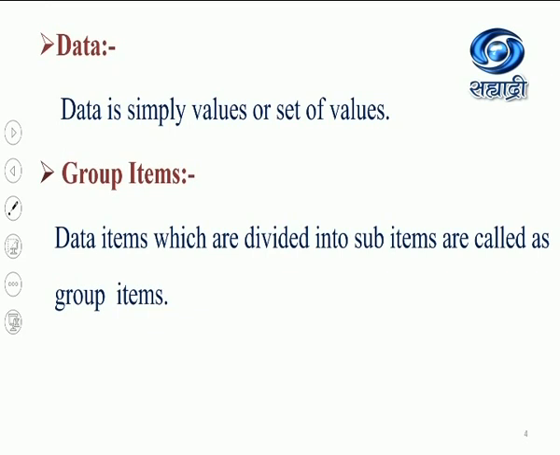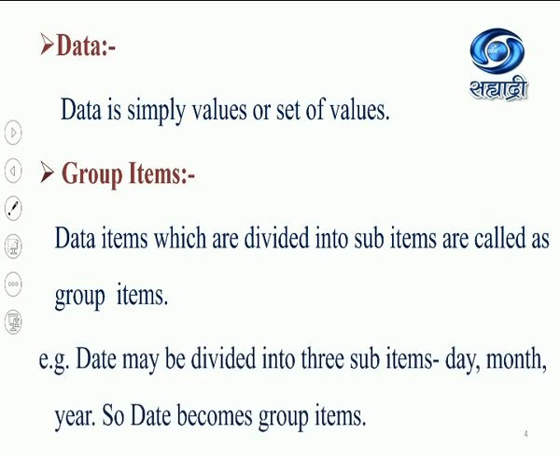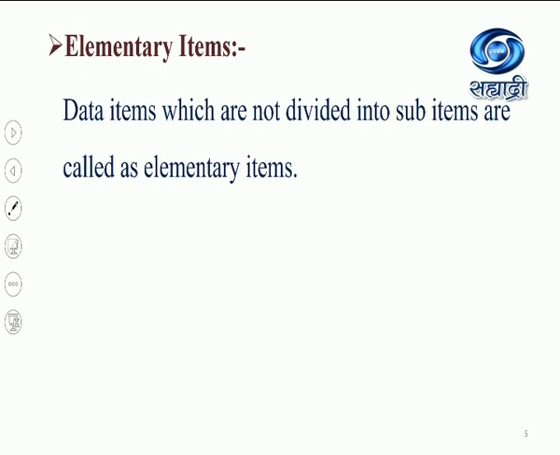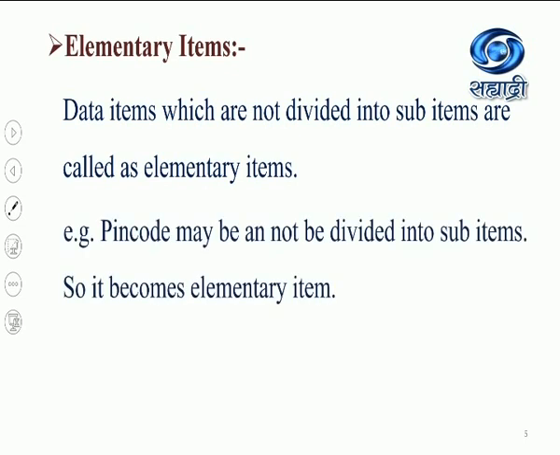Then the data is bifurcated into two types, group items and elementary items. Group items are those which are divided into sub items. For example, date is divided into three sub items like day, month and year. So date becomes a group item. An elementary item is one which is not divided into sub items. Like pin code, it is not divided into sub items, so it is called an elementary item.